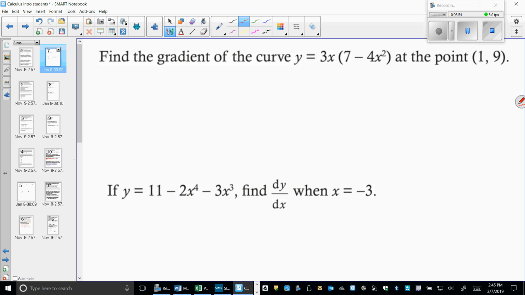Let's go. Alright, okay. So, oh my gosh, this is pretty. Right, so it says, find the gradient of the curve y equals blah blah.